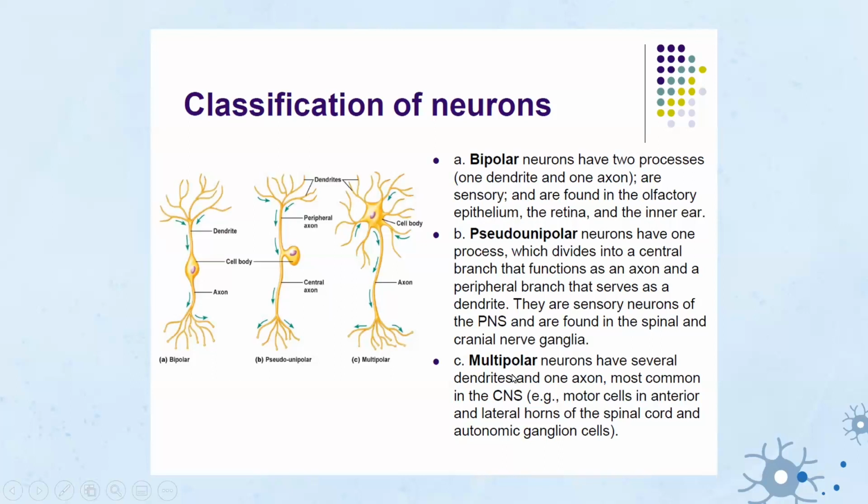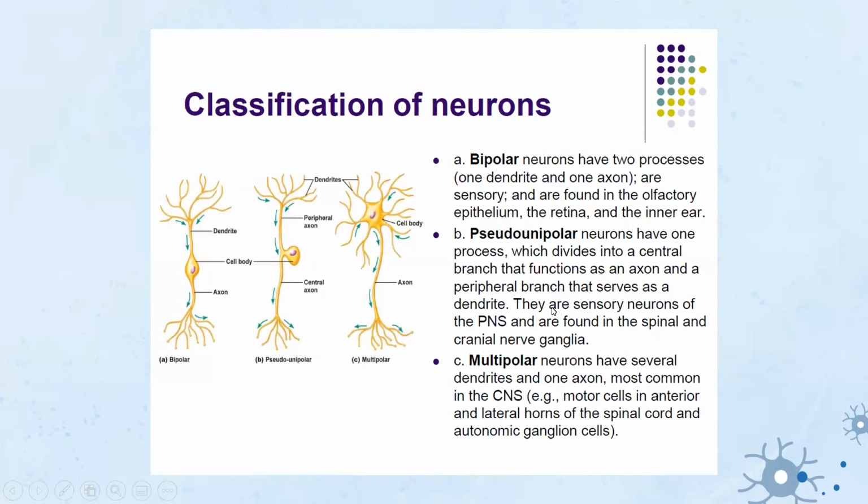The third type of neurons are the multipolar neurons. They have several dendrites, as the name suggests: multi means they have multiple dendrites and one axon. These you mostly find in the motor cells in the anterior and lateral horns of the spinal cord and in the autonomic ganglion cells.